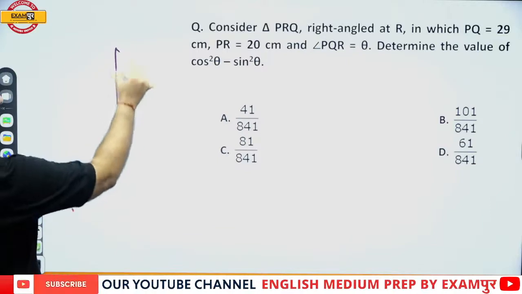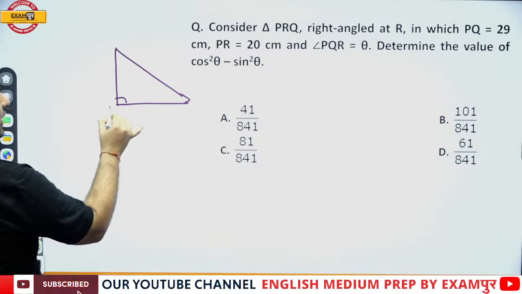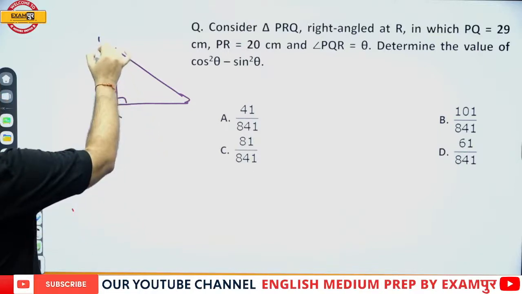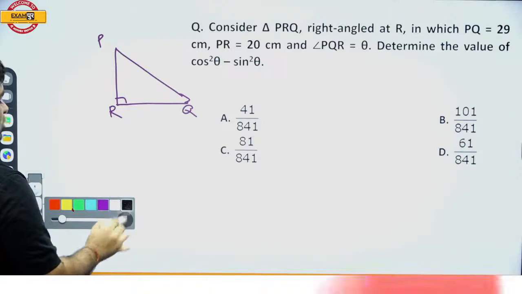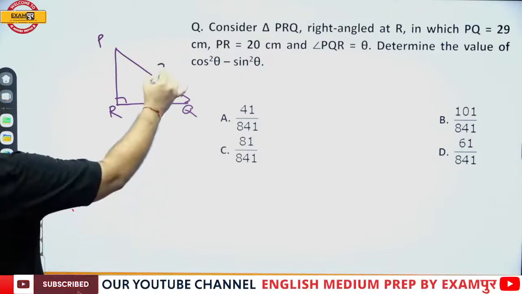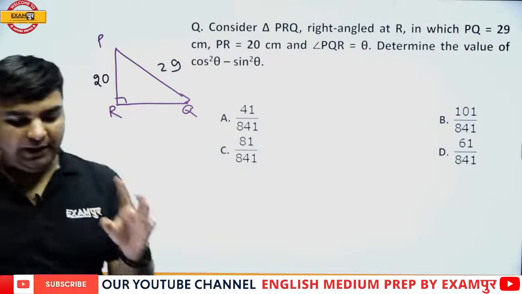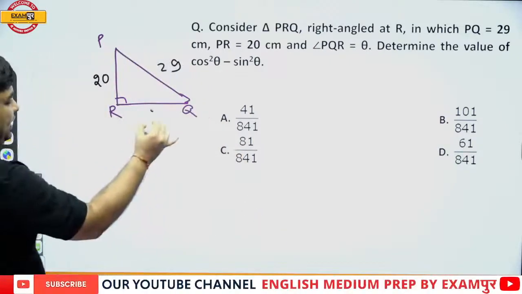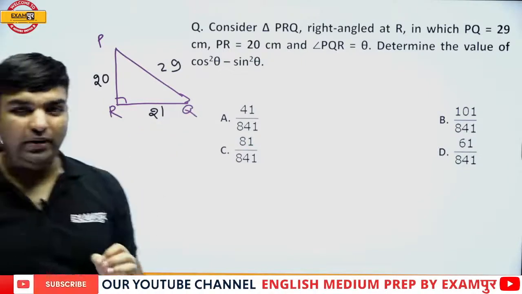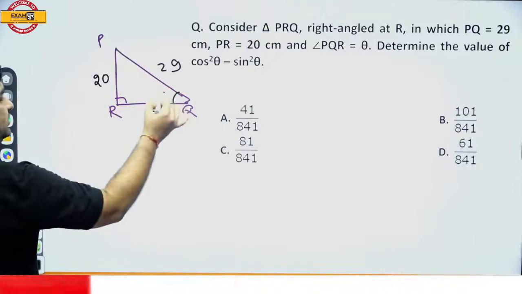In triangle PQR, right angled at R. So P is there, Q is there. PQ is 29, PR is 20. I must have told you the triplet, for sure. It's 20, 21, 29. So angle PQR is theta.